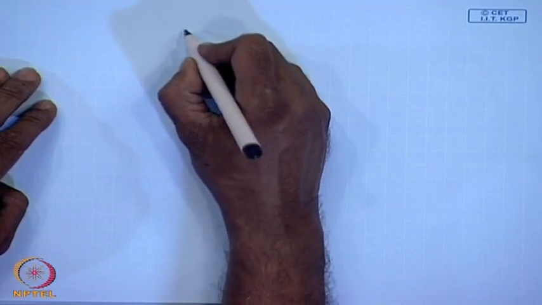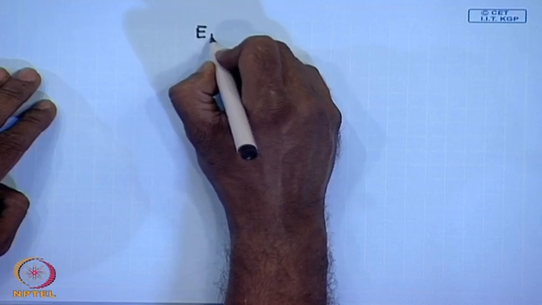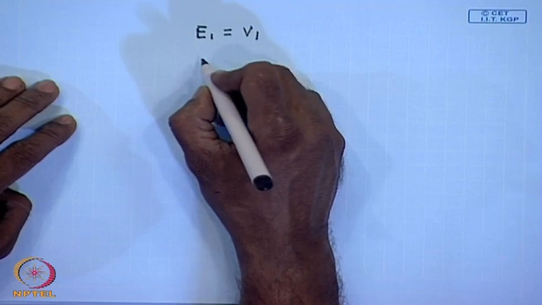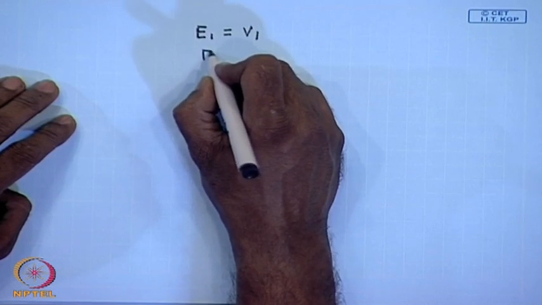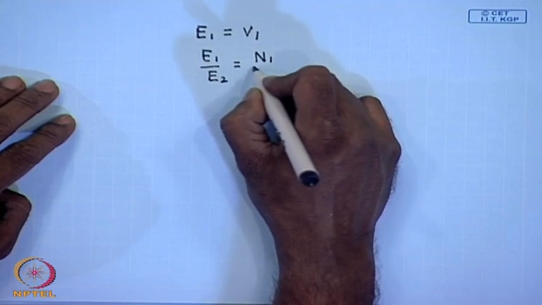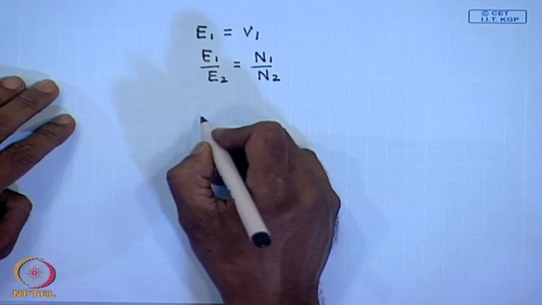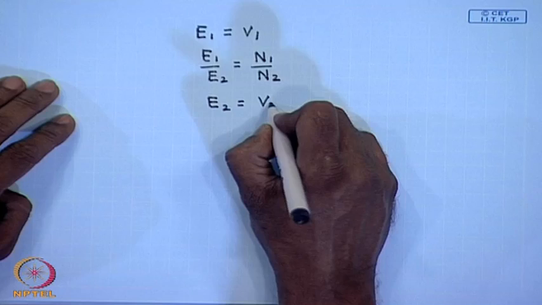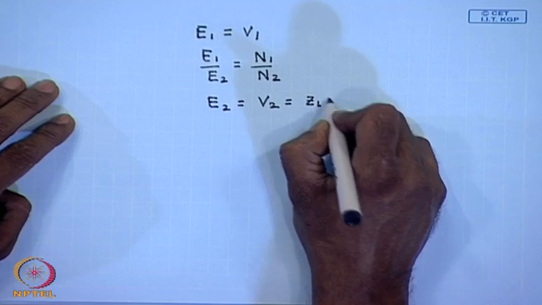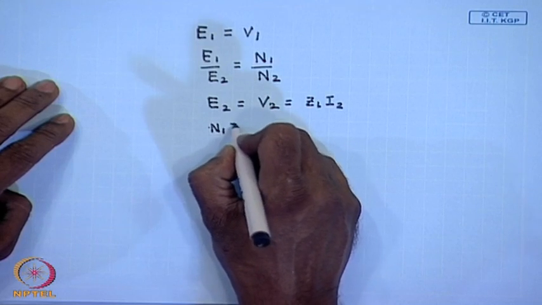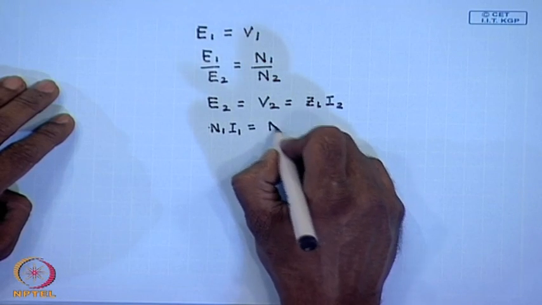So, for an ideal transformer we have seen E1 equal to V1, E1 by E2 equal to N1 by N2, E2 equal to V2 equal to ZL I2, and N1 I1 equal to N2 I2.